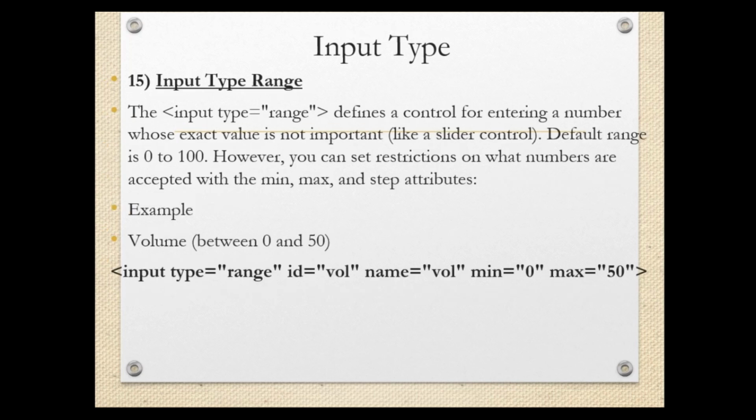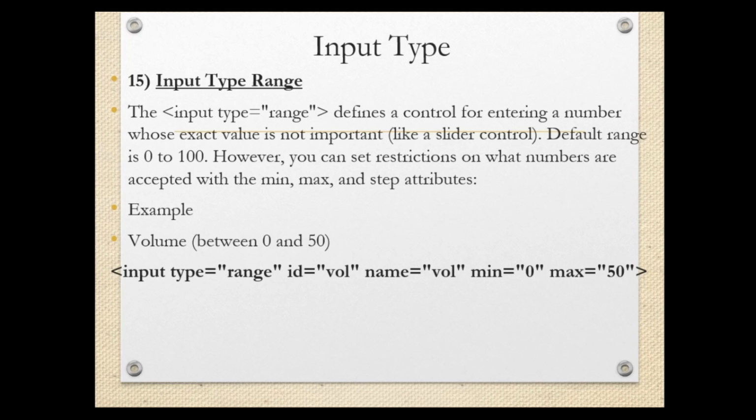Next one, we have input type equal to range. By taking input type equal to range, it defines a control for entering a number whose exact value is not important, like a slider control. The default range is 0 to 100. However, you can set restrictions on what numbers are accepted with the min, max and step attributes.